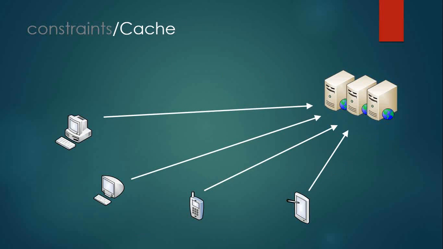Cache. As simply known, I think many people understand cache as data stored locally. However, in terms of architectural principles, cache is a very important thing and plays a very significant role in the quality attributes of a network architecture.